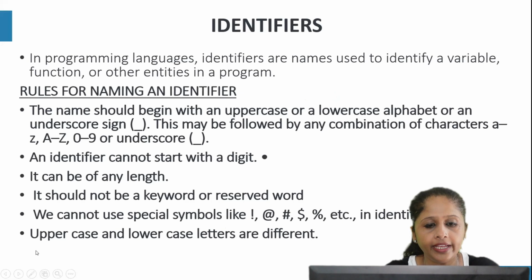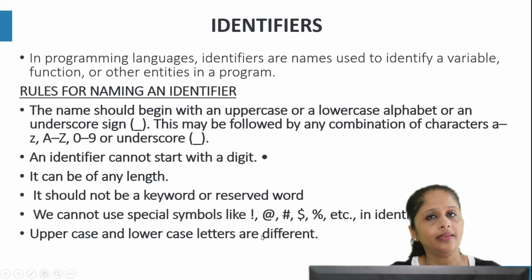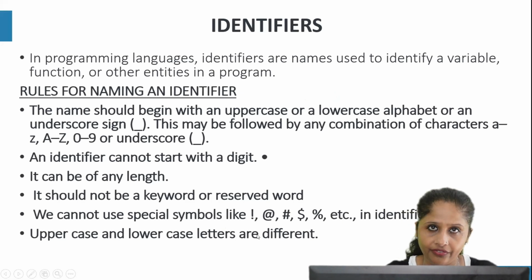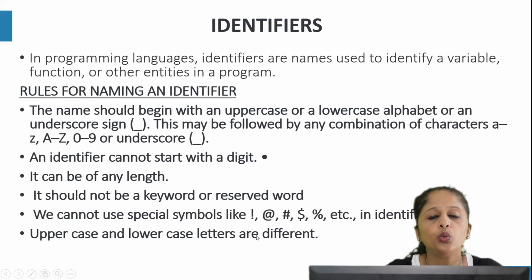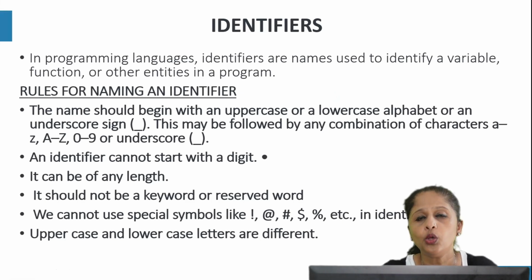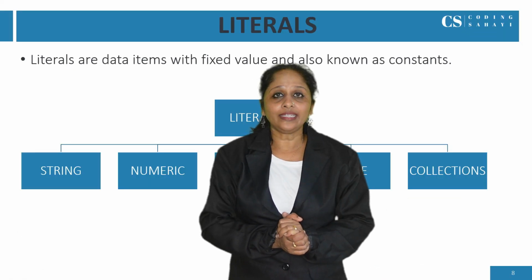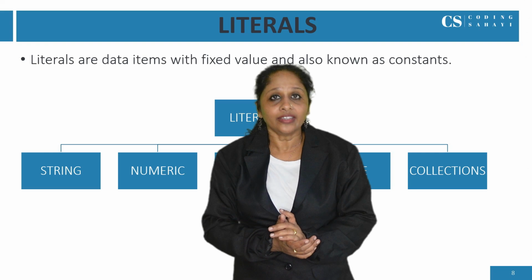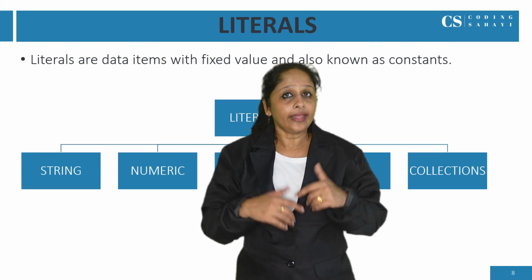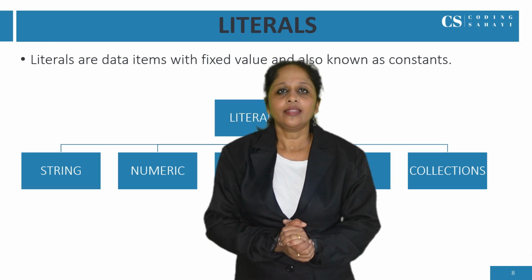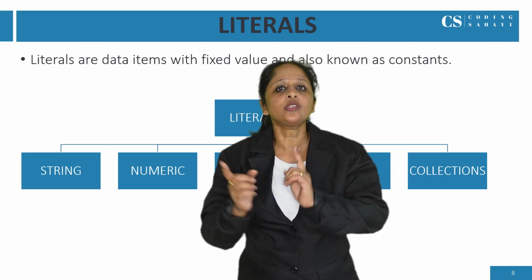Then I told you already, uppercase and lowercase letters are different. So if you are writing a capital letter variable and a small letter variable, both are different. So these are the rules for naming an identifier. So these rules are very important. As of now, we covered the tokens, identifiers and the keywords. So the next topic is literals that we are going to discuss in the next video.